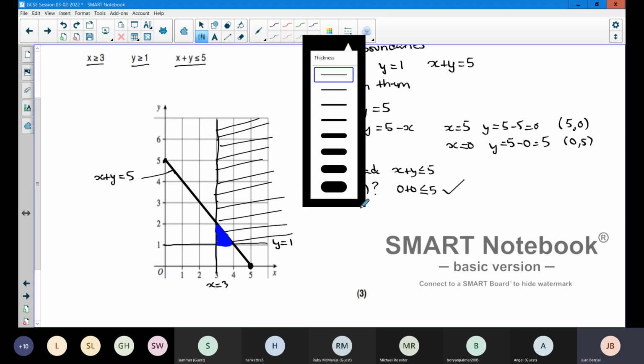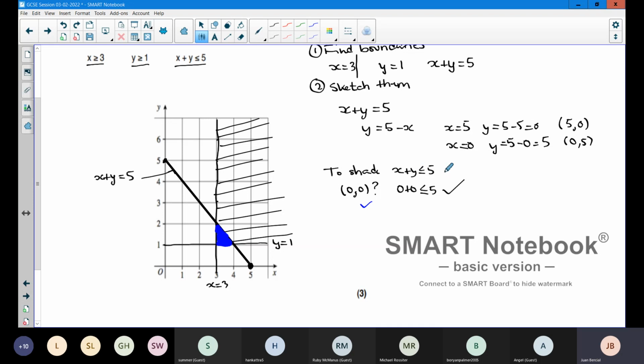So this is a top tip: if you got one of these that is quite tricky to see, check what happens to the 0. If 0 is in, I need to shade this part. If 0 wasn't there, I would have to shade the other part. So let's take a look at the next one.